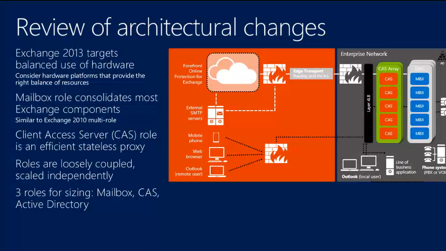So the roles are loosely coupled. They're scaled independently, which means that CAS scales completely independently of mailbox. As you need more connections, you can scale CAS up. And because of this reduction in roles, we really only have 3 that we think about for sizing, and maybe only 2, actually, if you co-locate CAS and mailbox. You still need to think about Active Directory. It's not going anywhere. We're still very reliant on AD.